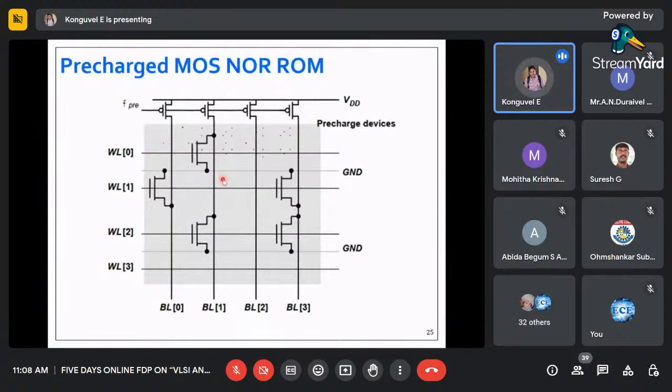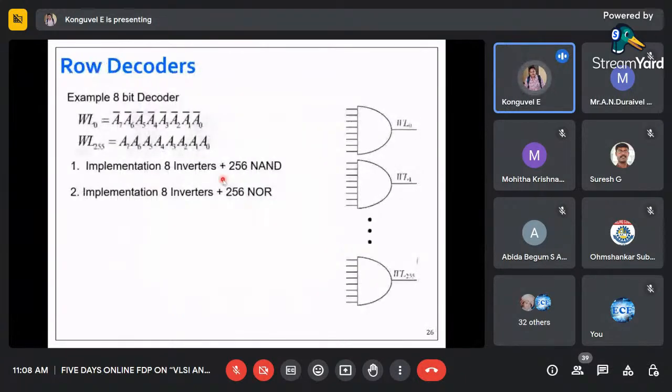So now coming to the row decoders, as the decoder plays a major role in memory design. So for example, we need to have, since we are talking about an 8-bit decoder, how many do we need? 2 power 8, so 256 NAND gates we need. For example, I need to make this as 1. Say I have to give the bar inputs for inverters, we need 8 inverters.